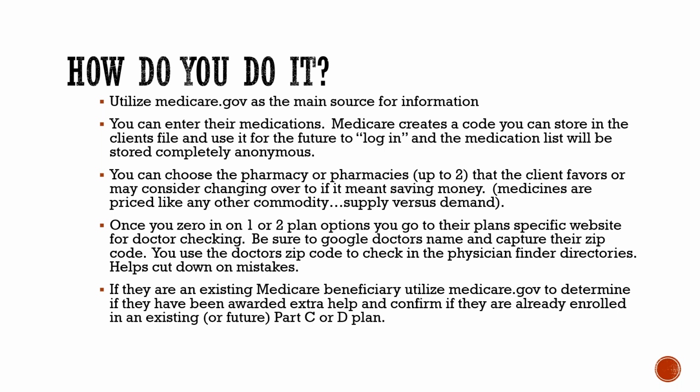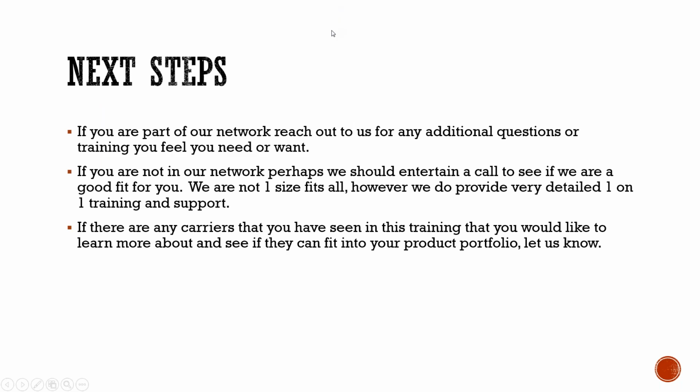I can't even tell you how many times I get a call from an agent saying they can't find any plan the doctor takes, and they got the doctor's name spelled wrong because they took the word of the client. Never, never do that. Always verify. And then if they're on an existing Medicare plan, an existing Medicare beneficiary, you can utilize Medicare.gov to determine whether or not they've been awarded extra help or confirm if they're already enrolled in an existing or a future plan. So how do we do that?